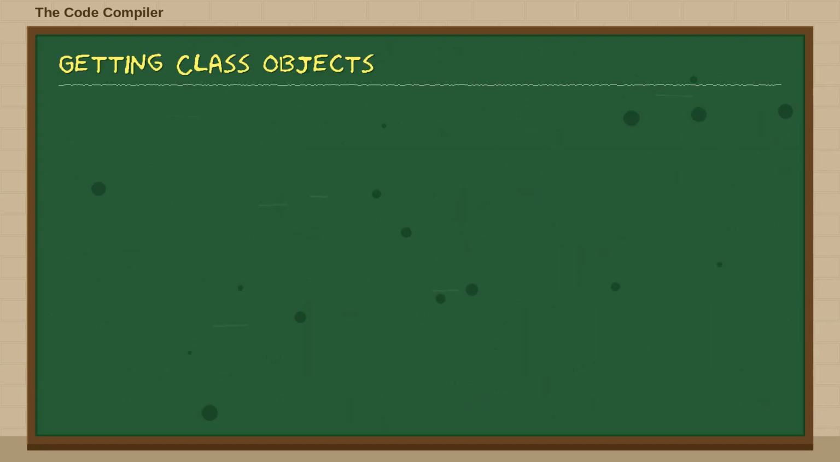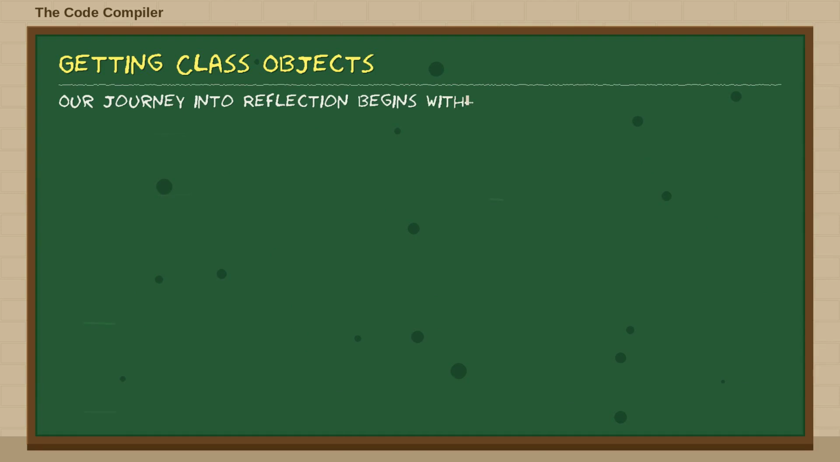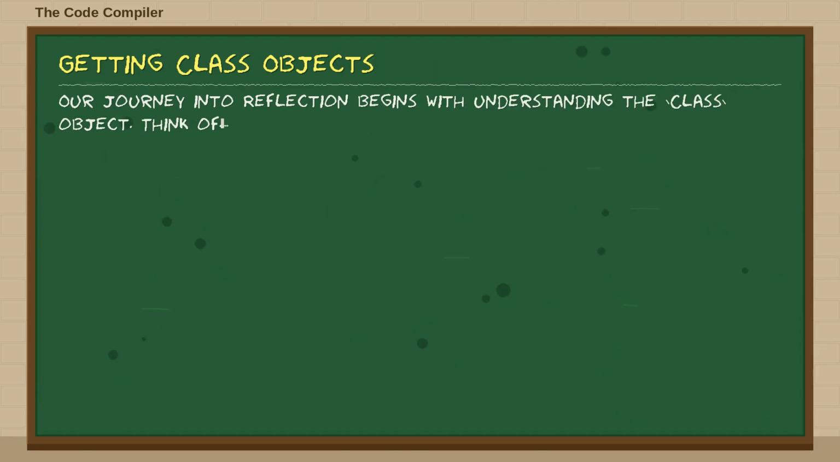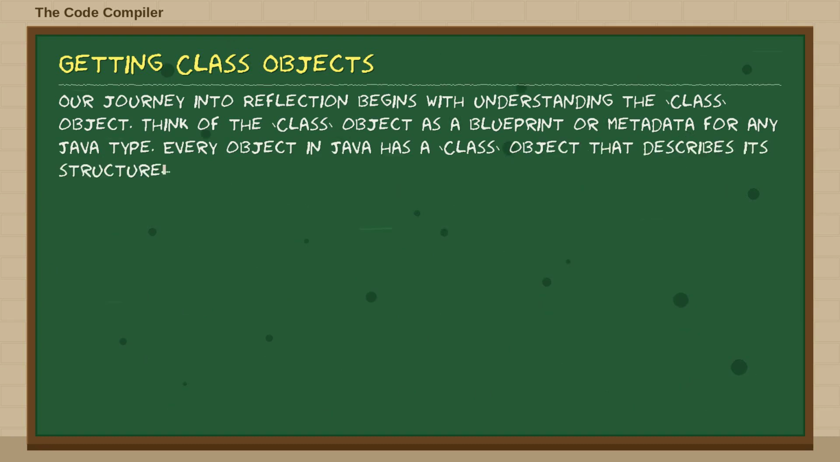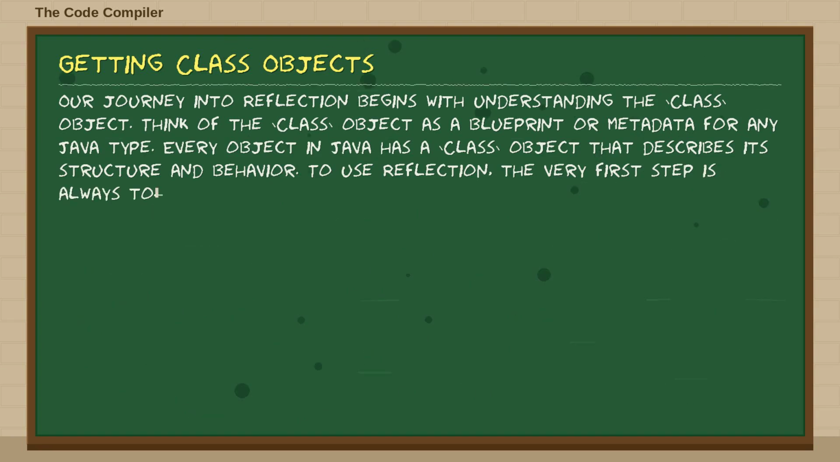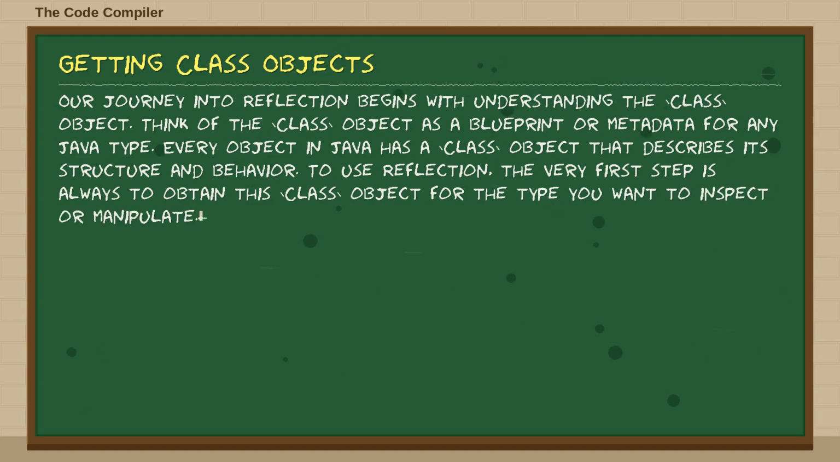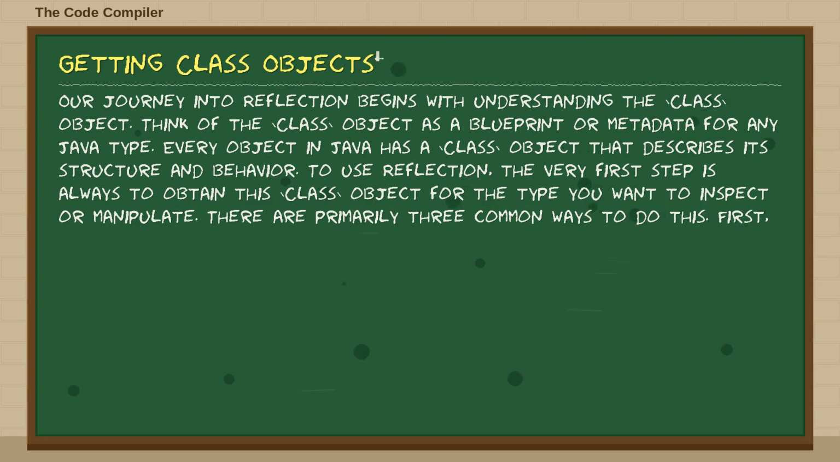Our journey into reflection begins with understanding the class object. Think of the class object as a blueprint or metadata for any Java type. Every object in Java has a class object that describes its structure and behavior. To use reflection, the very first step is always to obtain this class object for the type you want to inspect or manipulate. There are primarily three common ways to do this.